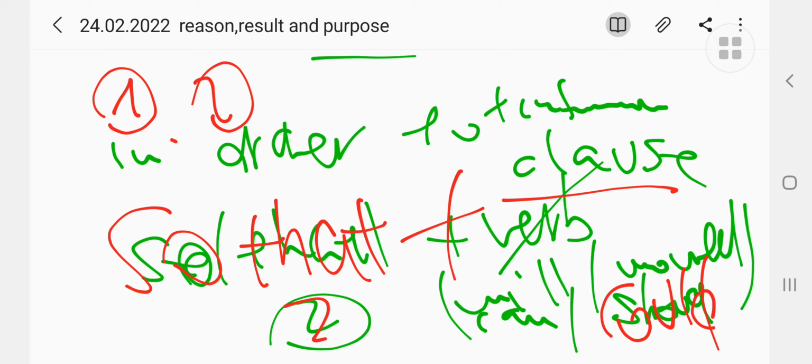And finally, in order to and so that are more formal than to and so on their own. To and so are more usual in spoken English, remember. So in order to and so that plus a clause you can use in writing, for your essay.